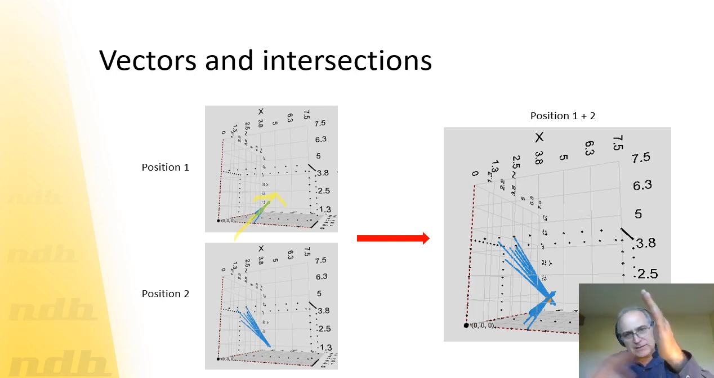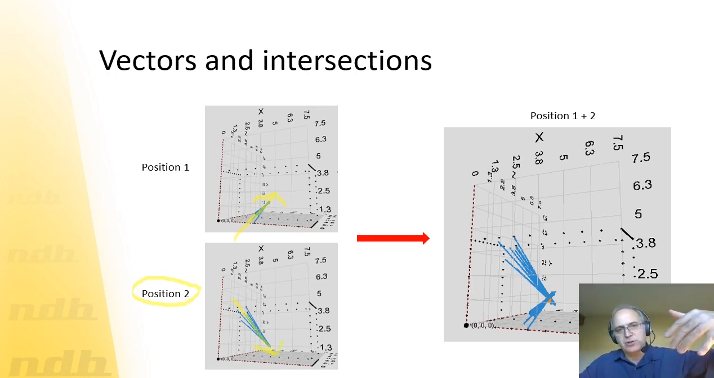So with one location, one position, you cannot deduce a PD position. But if you move to position number 2, you can now have another direction. And when you combine both, position 1 and 2, you will obtain a crossing, which is your location.